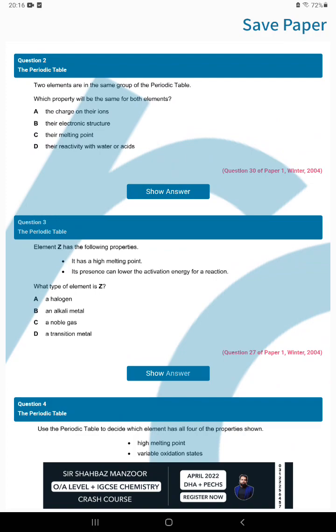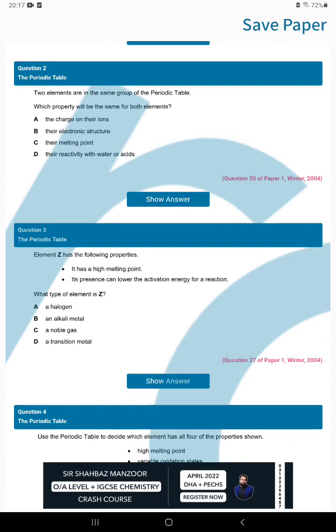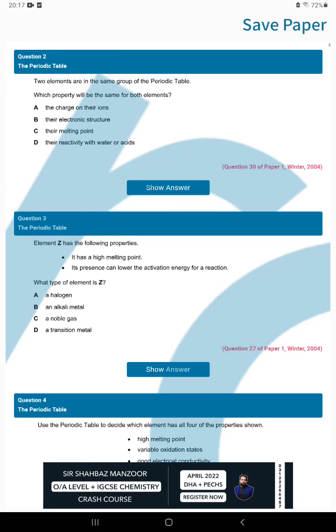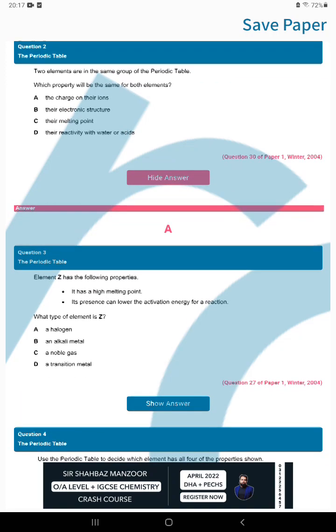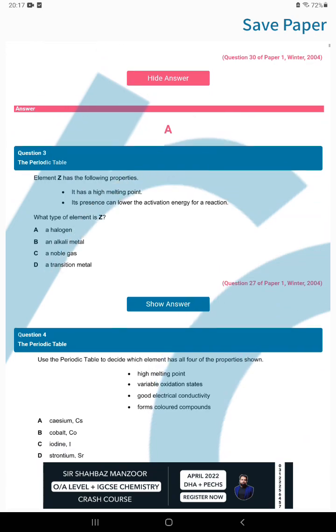Okay. Question number 2. Two elements are in the same group of the periodic table. Which property will be the same for both elements? The charge on their ions, their electronic structure, their melting point, or their reactivity with water or acids. Group, we have discussed it in our video. So it's A, the charge on their ions.